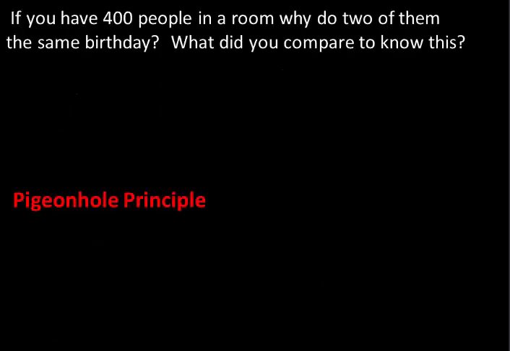Here's another question I'd like you to consider. You might want to put this on pause when a question is posed and see if you can think about it before you listen to what I say. If you have 400 people in a room, why do 2 of them for sure have the same birthday? I don't mean year, I mean just day and month, like March 1st is mine. Why do 2 of them for sure have the same birthday? And how could you prove this?